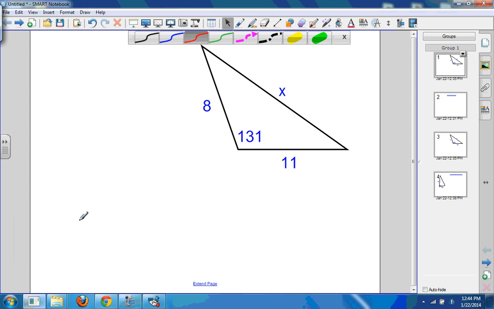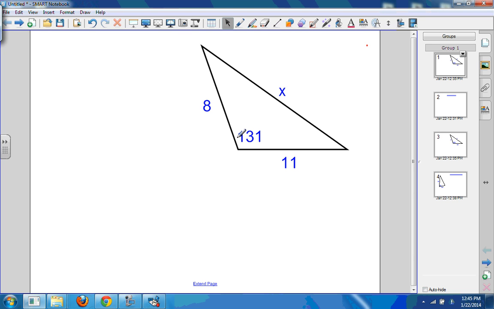Alright, this is part 2 of law of sines and cosines. So, here we can see a problem where we have a couple of sides, 8 and 11, we have a missing side, and we have one known angle of 131.